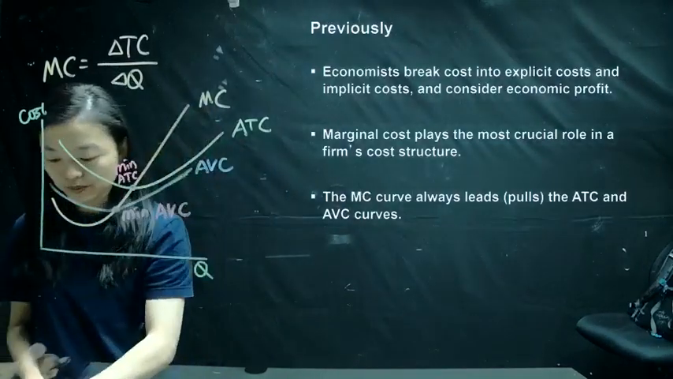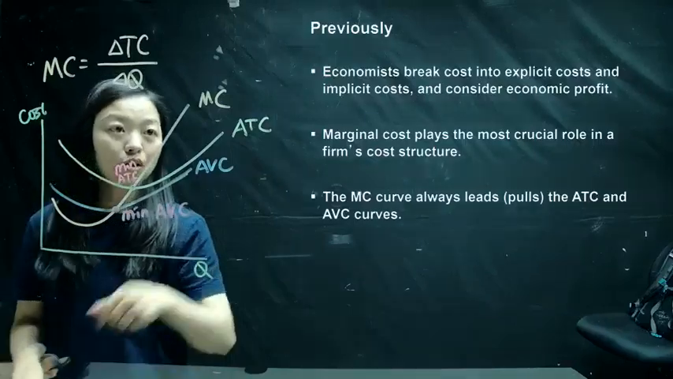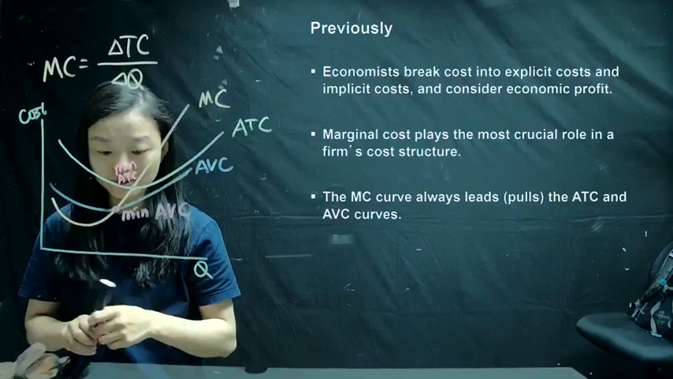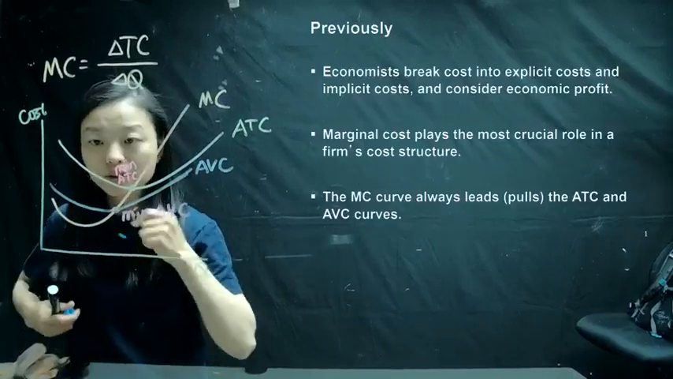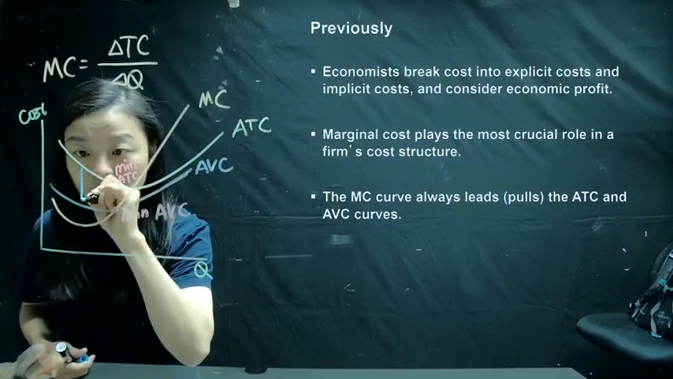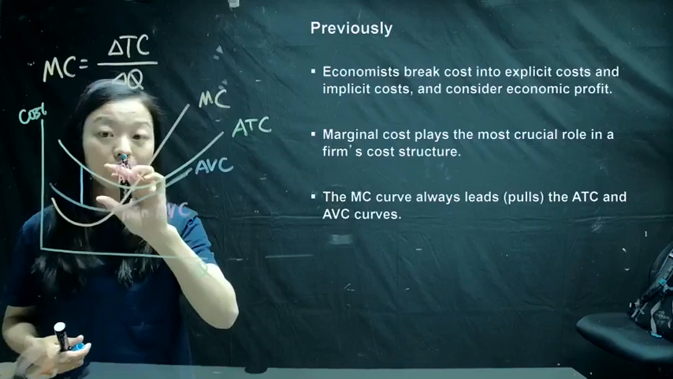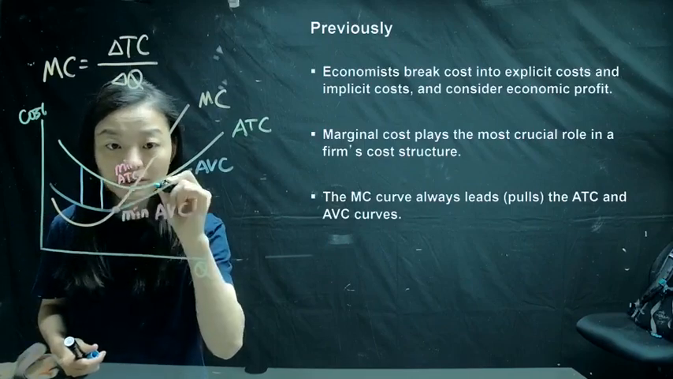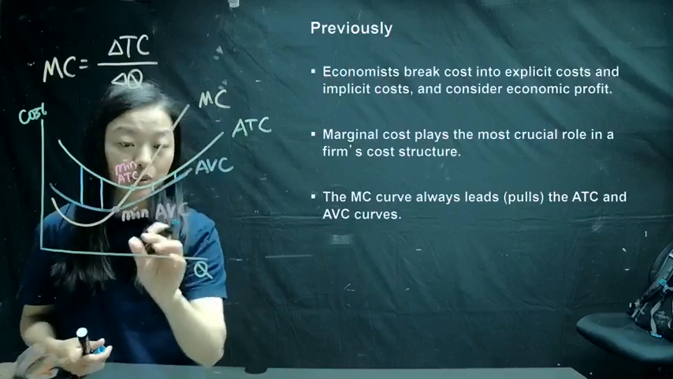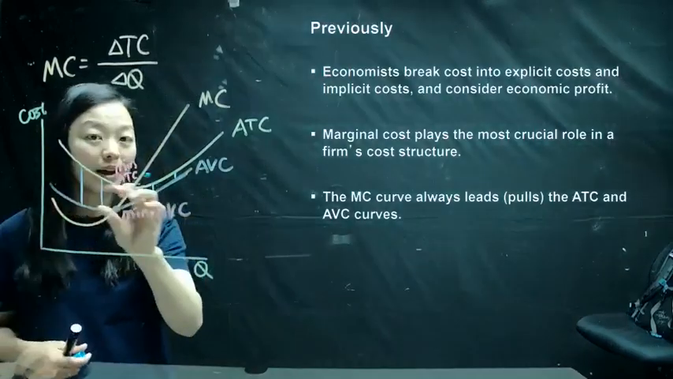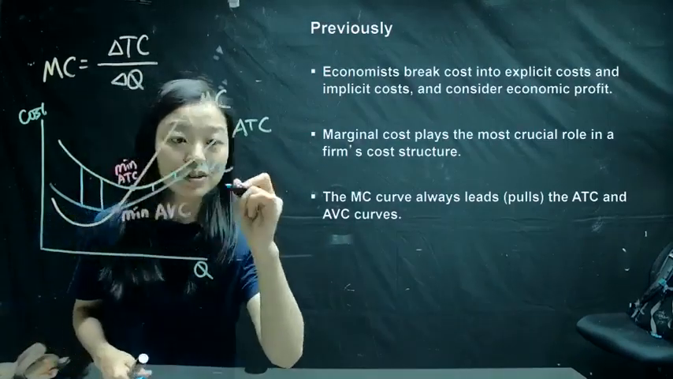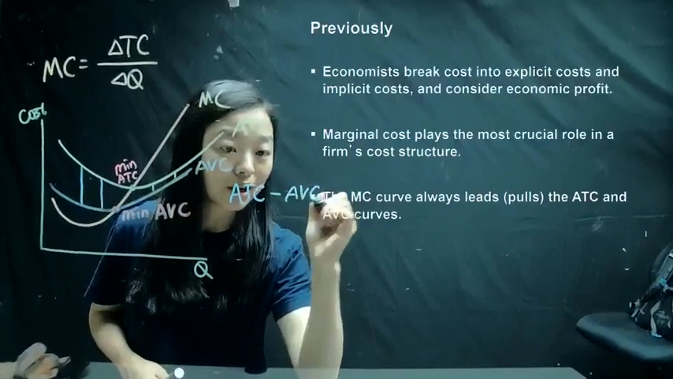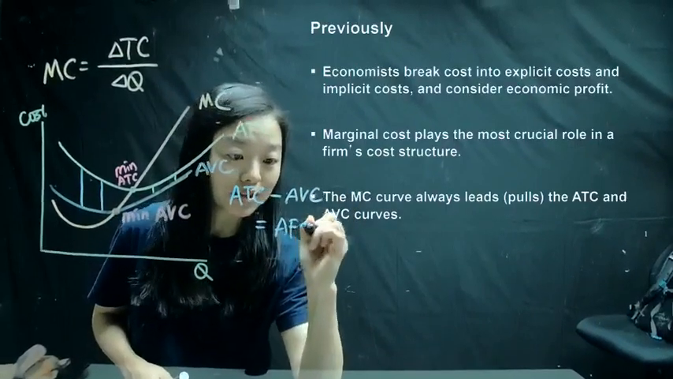And you can notice the way that I draw the average total cost curve and average variable cost curve, you can notice the vertical distance. You can see this will be the vertical distance between these two curves. It reduces as we have more outputs. Do you know why? Because the difference here, average total cost minus average variable cost, is our average fixed cost, right?